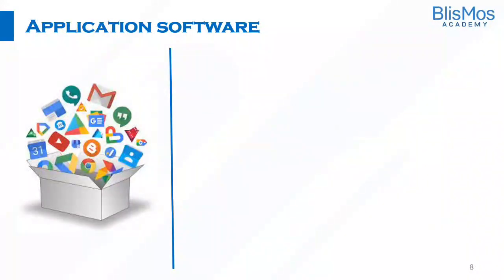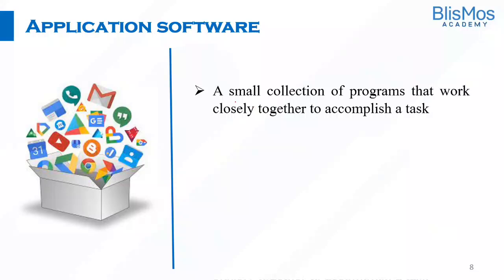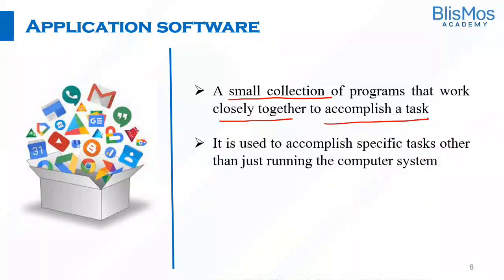What is application software? Application software is nothing but a small collection of programs that work closely together to accomplish a task. It is used to accomplish specific tasks other than just running the computer system. So we understood that system software helps to run the computer, having all these aspects taken care of like user authentication and managing the different tools. But if you want to perform any specific task, on top of that, you need to build an application software.